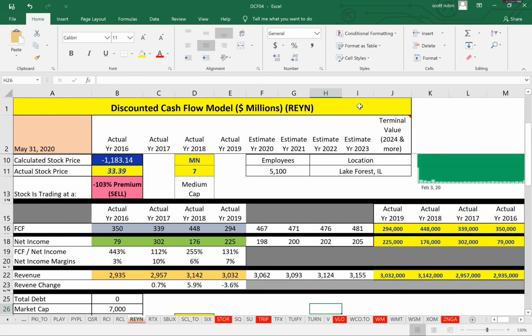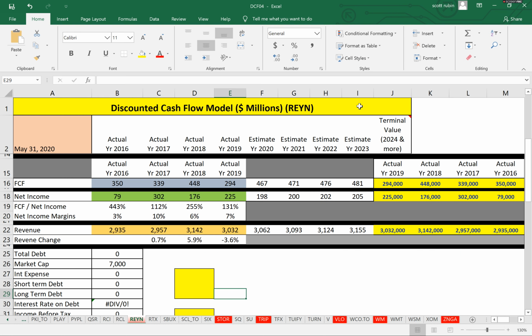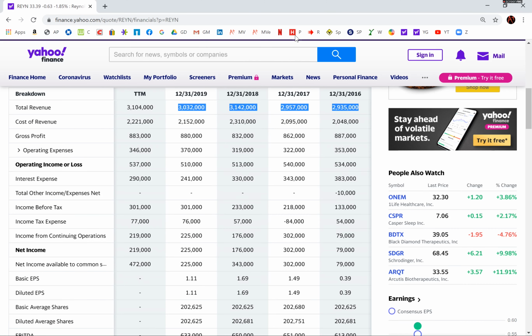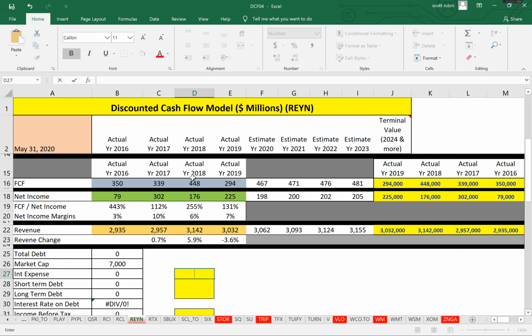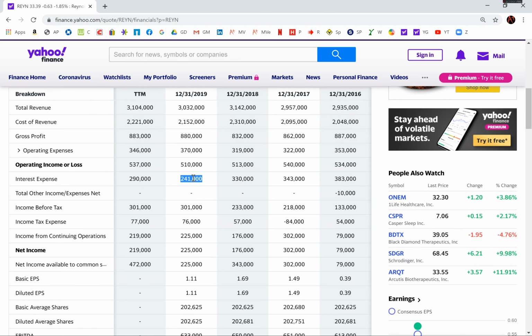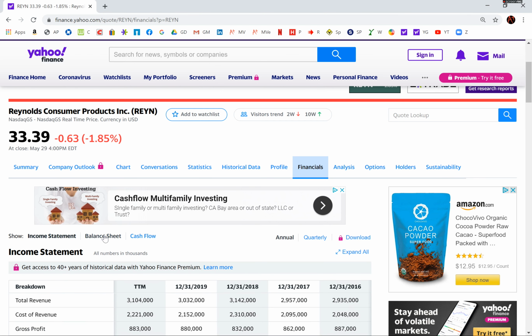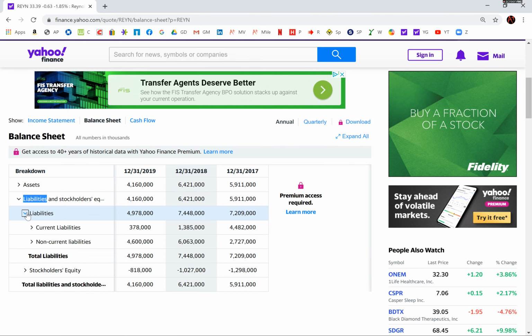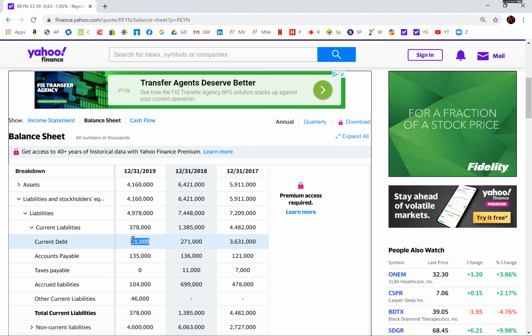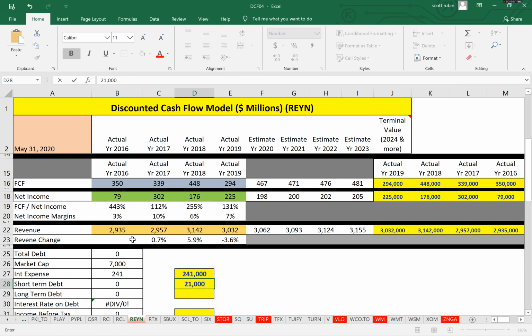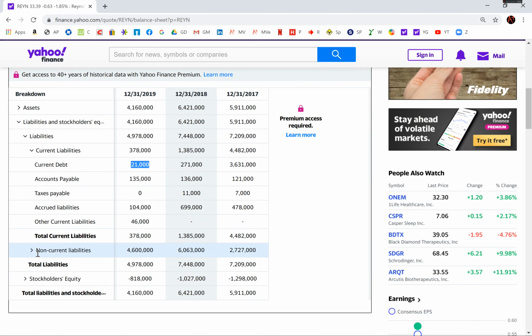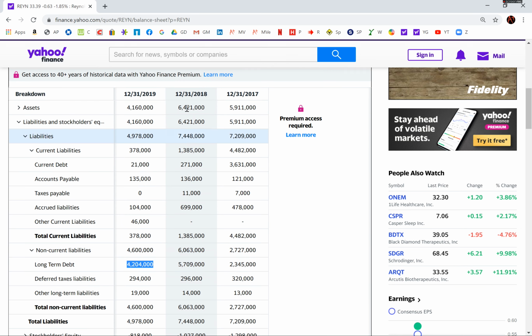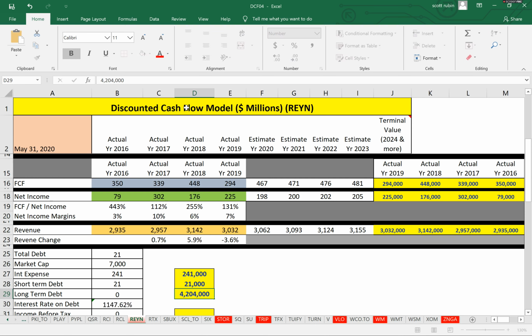Now we need to look at the capital structure of this company and figure out the discount rate we need to apply to the future cash flows. So the interest expense is the interest they pay on their debt. That's 241 million. And to figure out how much debt they have, let's go to the balance sheet. In the liabilities section, current liabilities, there's 21 million in current debt. And then non-current debt, long-term debt, 4.2 billion.